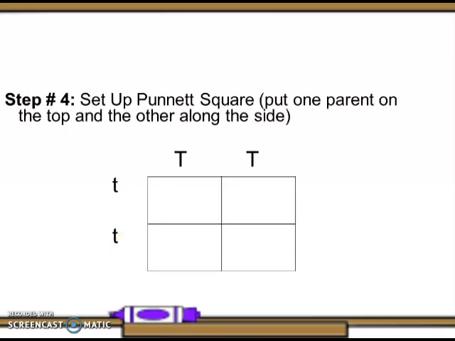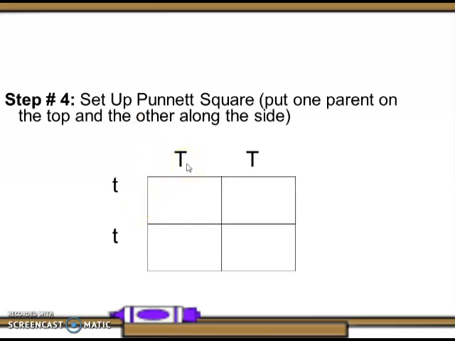Step 4. Draw a 2x2 square. Draw a box and divide it into 4 smaller squares. Leave room above the box and to its left so you can label it. Label the columns with the other parent's genotype. Write the second parent's genotype for the same trait as labels for the columns.